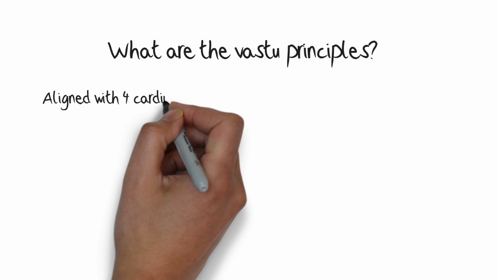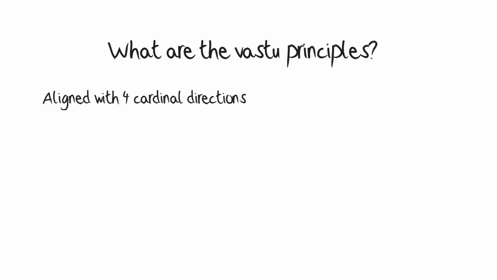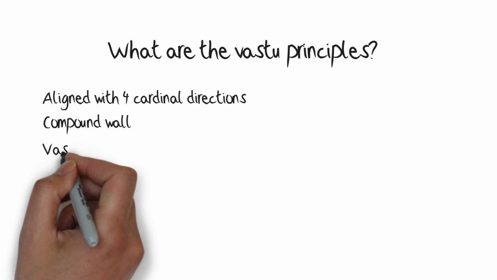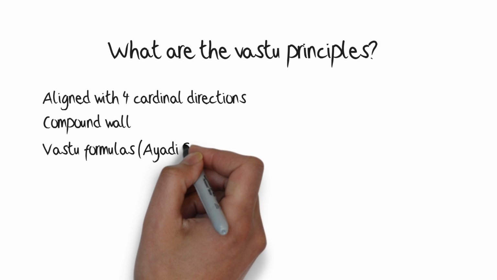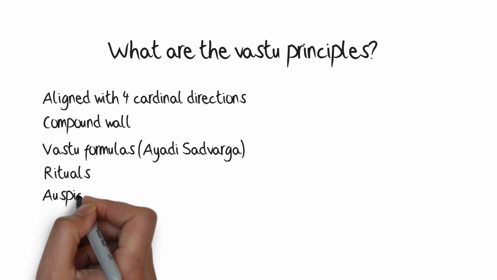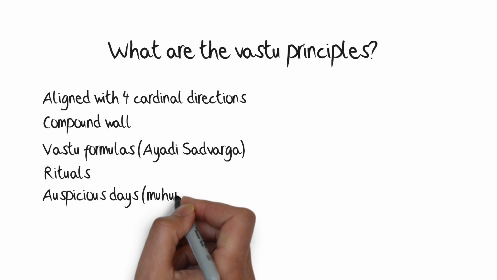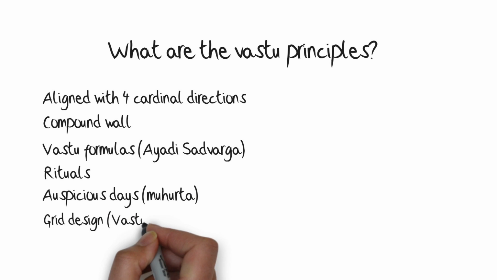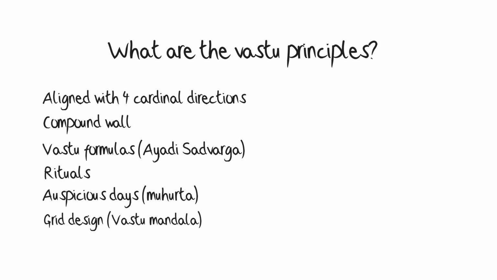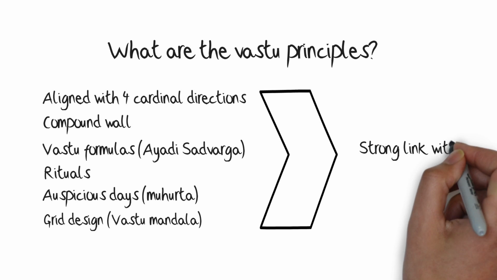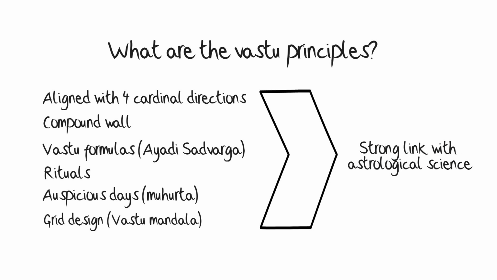The house has to be aligned with the 4 cardinal directions. The house must have a compound wall. There has to be consideration of the Vastu formulas, aayadi, sadvarga. There have to be rituals performed during and after construction, and they have to be performed on auspicious days, which is called Muhurta. The house has to be designed using a Vastu Mandala as a grid design. All these are linked together by the astrological science, Jyotish.